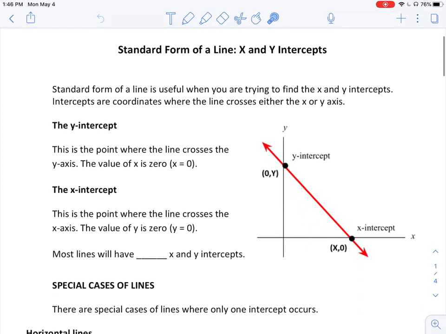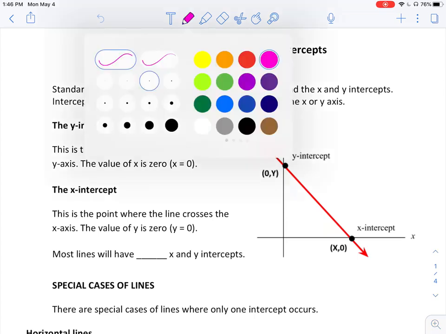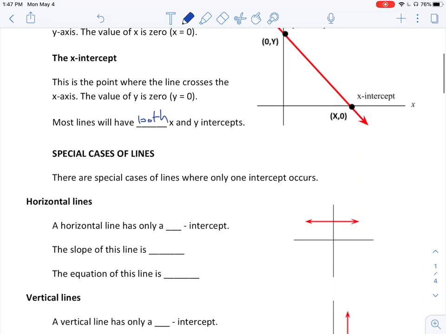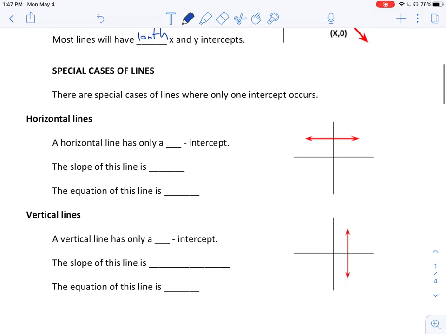Most lines will have both x and y intercepts, which means that most lines touch the x-axis and the y-axis at one point each. When we talk about special cases of a line, basically we're talking about horizontal and vertical lines.